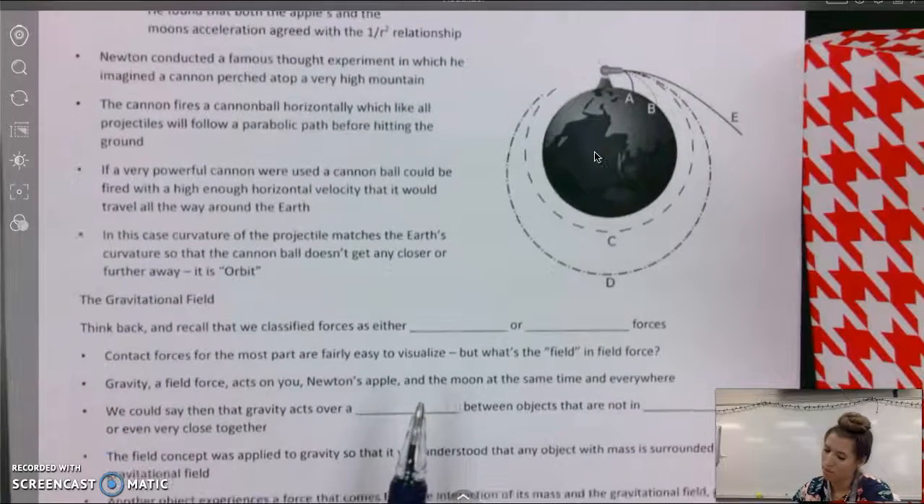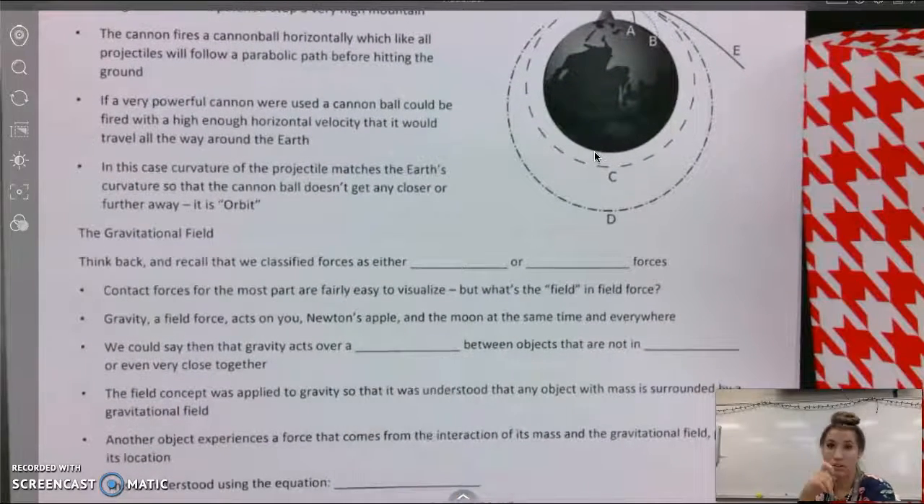Now, remember, we called gravity a field force, not a contact force. We don't have to actually be in contact with an object for the force of gravity to be applied, just like the pen. The pen is not physically touching the earth, but it is pulled down to the earth. Okay.